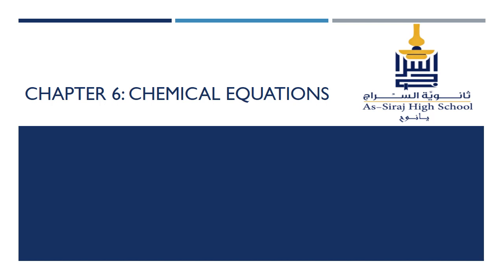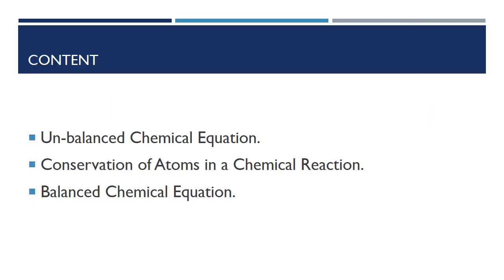Good morning, dear students. Today we have to continue the explanation of chapter 6 about chemical equations. The objectives that we are going to explain today are about the way to write an unbalanced chemical equation and a balanced chemical equation using the conservation of atoms in a chemical reaction.